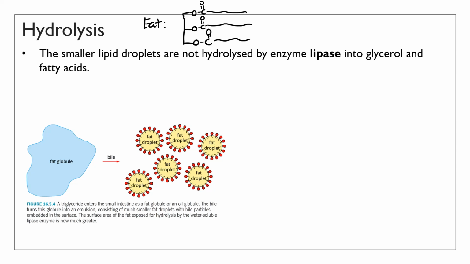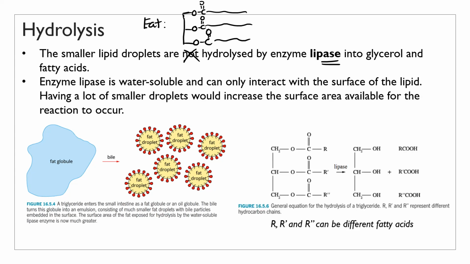The small lipid droplets are hydrolyzed by the enzyme lipase. Every food molecule is going to have a dedicated enzyme that catalyzes the chemical reaction for its breakdown. So it's hydrolyzed by the enzyme lipase into glycerol and fatty acids. From here, the triglyceride is going to turn into glycerol and fatty acids, which is the actual hydrolysis.